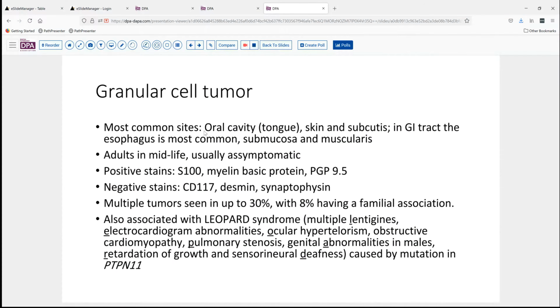Well, granular cell tumor most commonly occurs outside of the GI tract, usually in the tongue, oral cavity, and the skin and subcutis. But when it does occur in the GI tract, the esophagus is the most frequently encountered lesion.